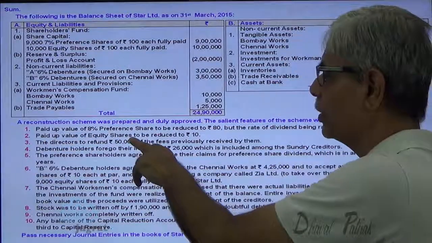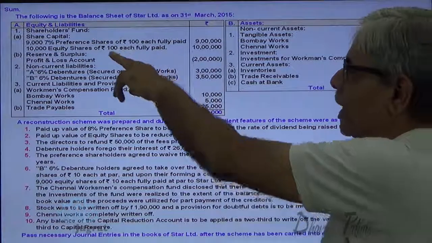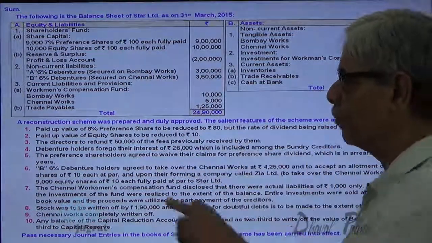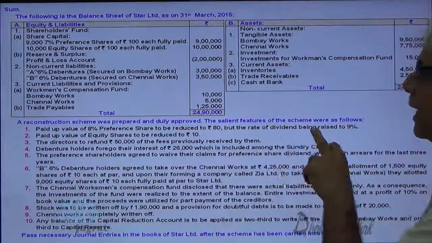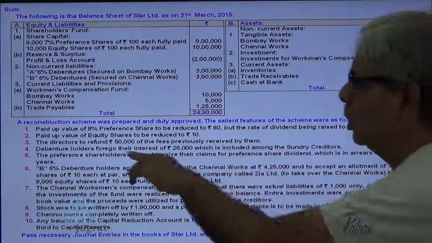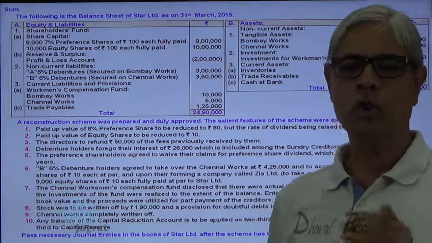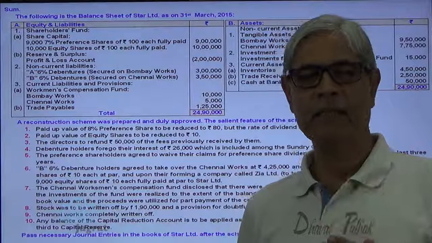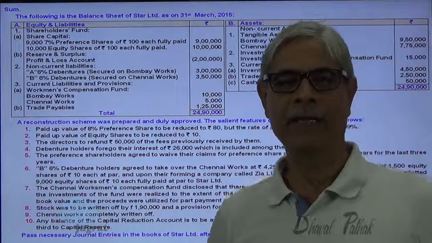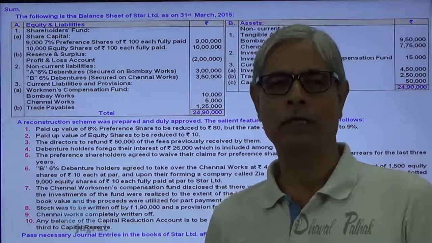The paid up value of equity shares is to be reduced to 10; a share of 100 is reduced to 10. Directors are to refund 50,000 of the fees previously received by them. So there is a refund. Director fees is an expense. The expense is refunded, so it is an income or a gain that will be credited to the capital reduction account.